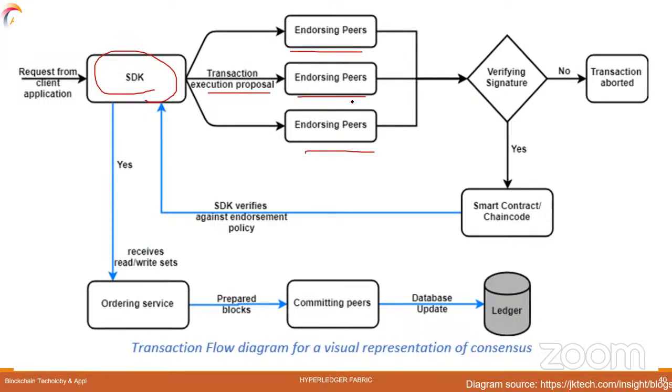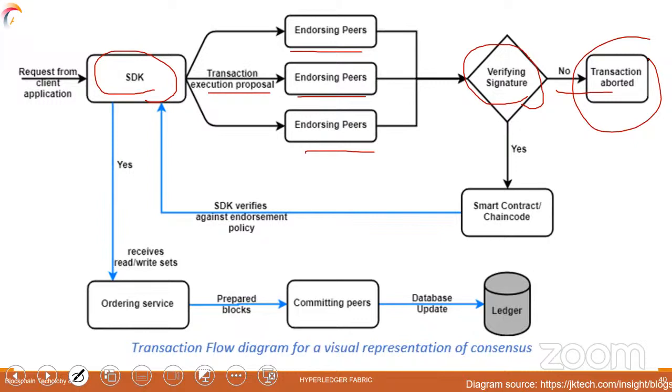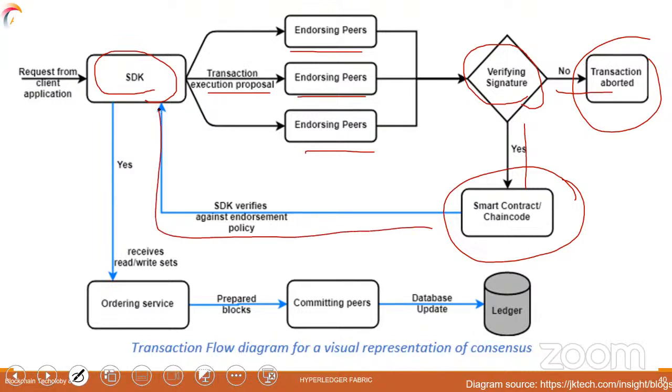So first of all, whenever the transaction proposal comes, they will verify whether the signatures are valid or not, whether the transaction proposal has valid signatures. If it is not, then the transaction is aborted. And if it is valid, then a smart contract is executed by endorsing peers, and then the responses are sent.